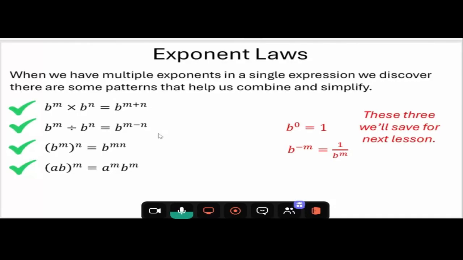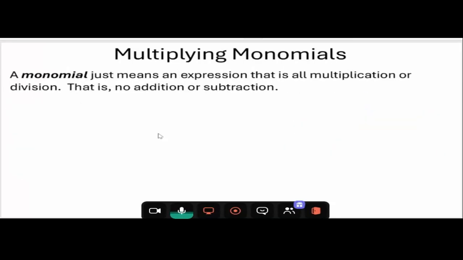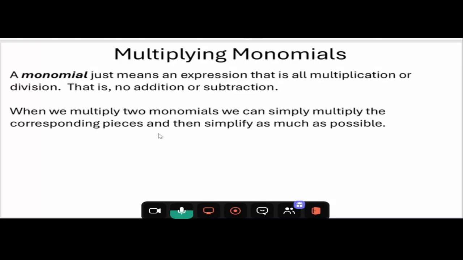Okay, we've got one more little thing to talk about before we finish up here. Multiplying monomials sounds way more complicated than it is. A monomial simply is an expression that is all multiplying and dividing, no adding and subtracting. And when we multiply monomials, we just multiply all the corresponding pieces.